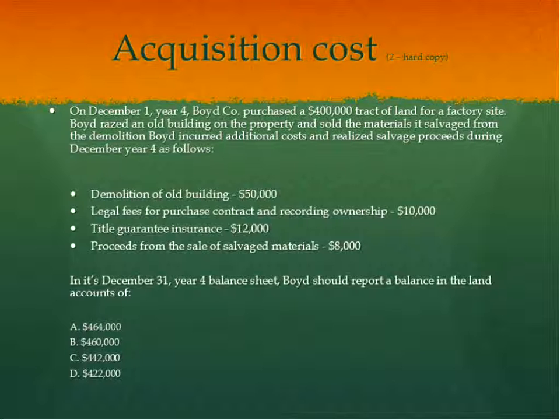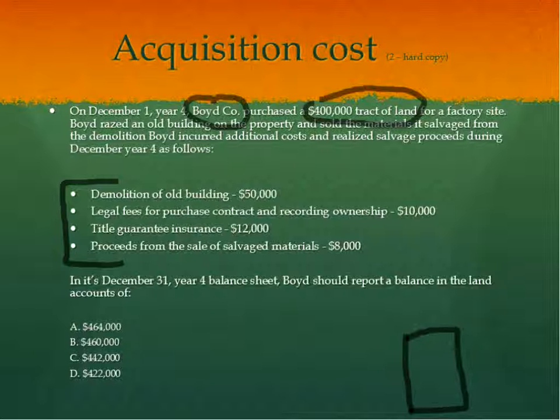So starting with acquisition cost, we have a company here, Boyd Co., and they purchased 4,000 tract of land. Now the question is, which of these pieces are included in the cost? So think of it as a cost basis. It starts out with 400K, right? This is our base. And what do we add to it? We can add demolition. We can add to it legal. We can add to it title, right? And the idea is proceeds from salvage materials actually reduce it.